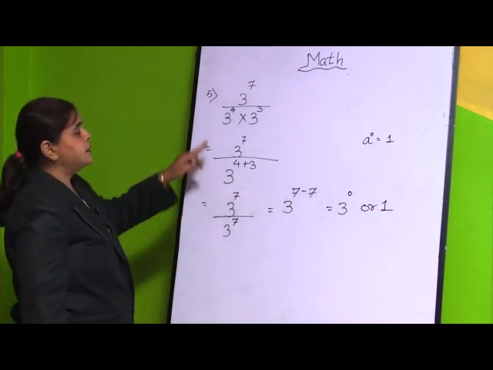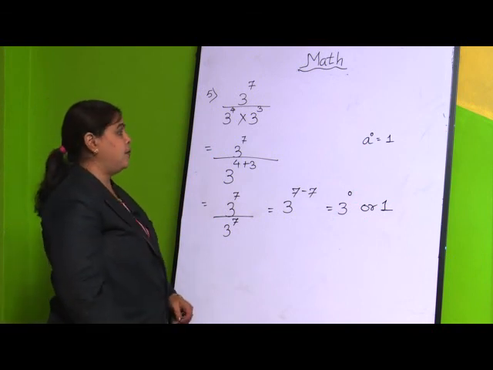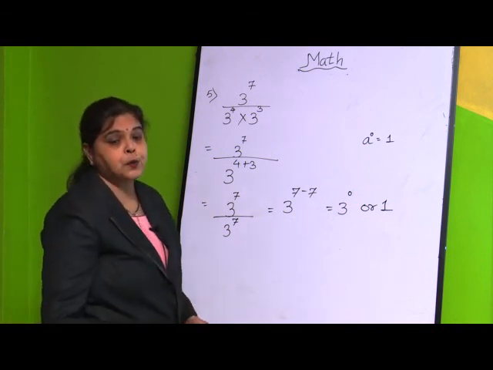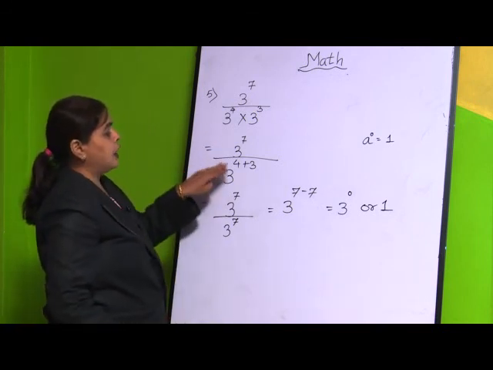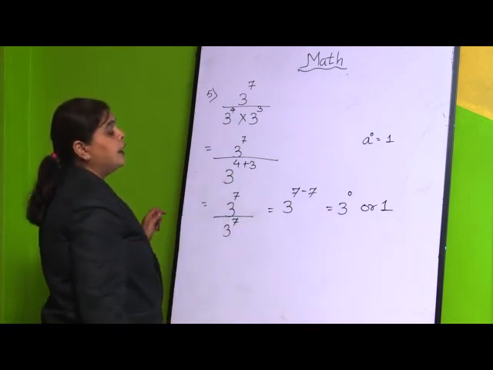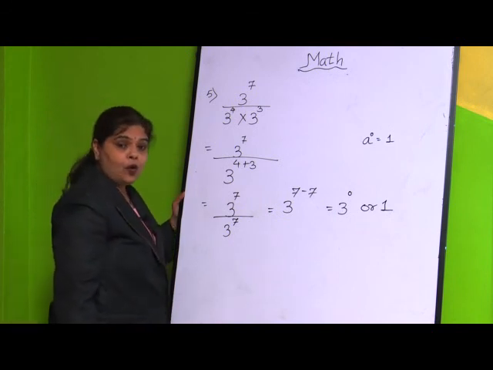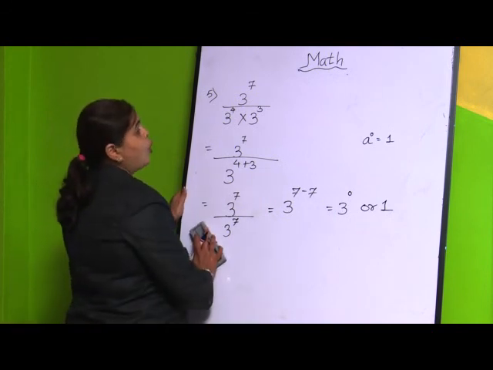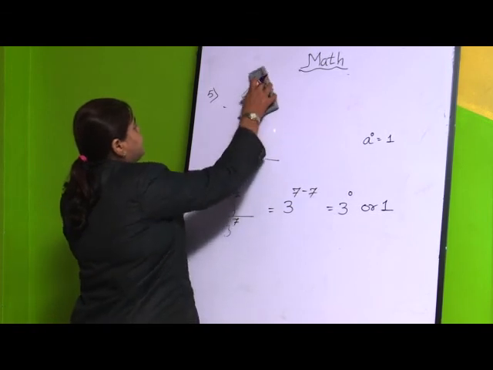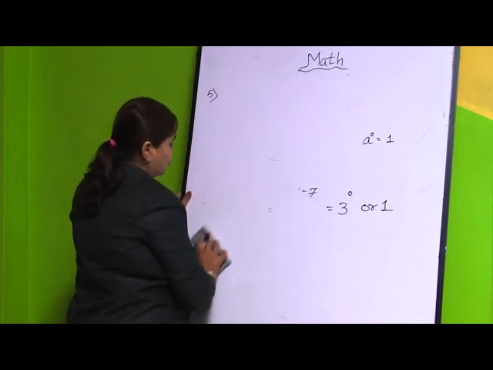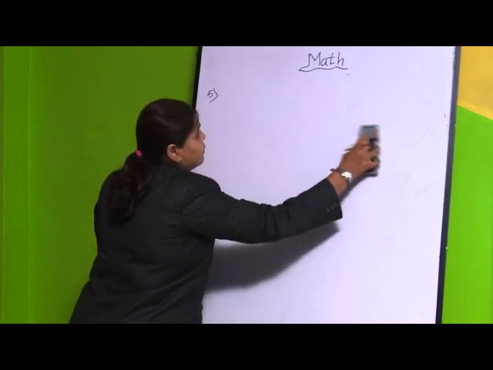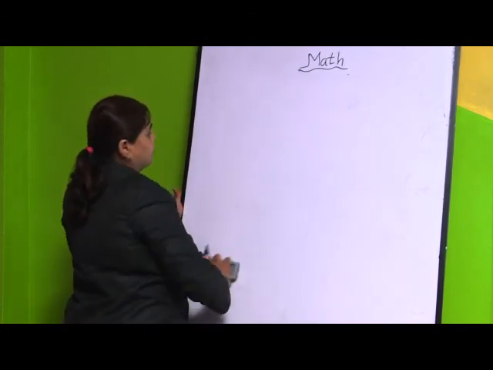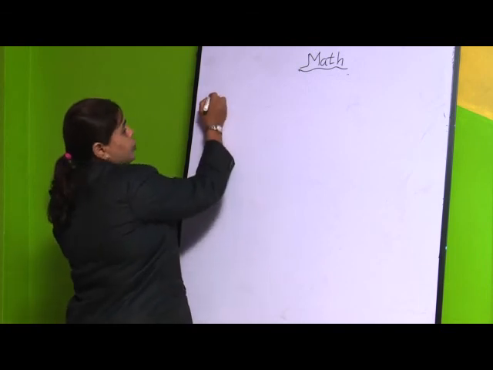So, after simplifying this step by step using the laws of exponents, we got the answer as 3 raised to 0, or we can write it as 1. One more example which is very easy, I think you can even do it orally. I will just write the question. Within 1 or 2 steps we can solve this.